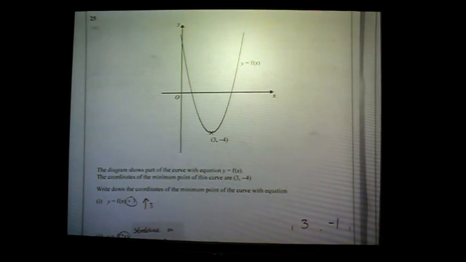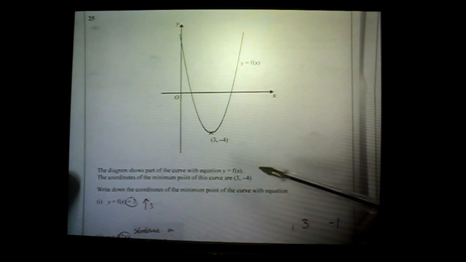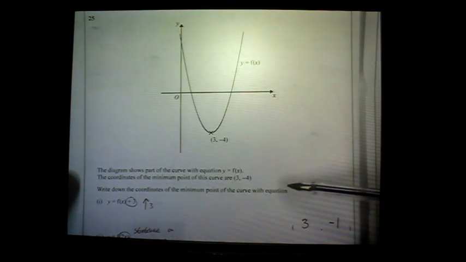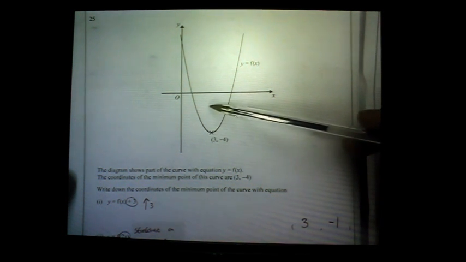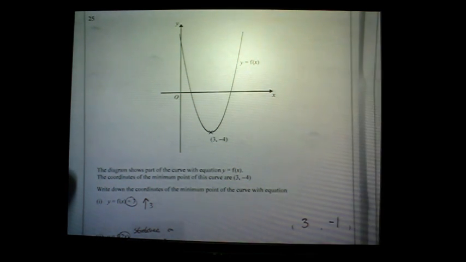Okay, and lastly, question 25. The diagram shows part of the curve of the equation y equals f(x), the function of x. The coordinates of the minimum point of the curve are (3, -4), which are there. Write down the coordinates of the minimum points with the equations below. So you want the minimum point. So y equals f(x) add 3. That add 3 means that it gets shifted up 3 spaces. So that minimum point will go to there, and the coordinates of that point are actually (3, -1). That's why it's (3, -1).